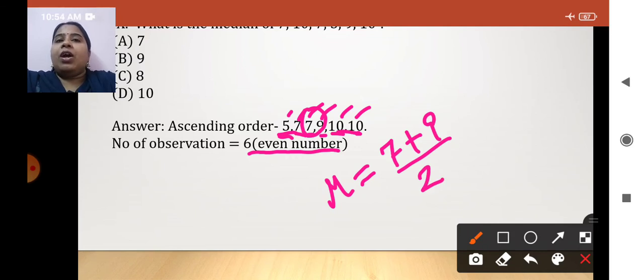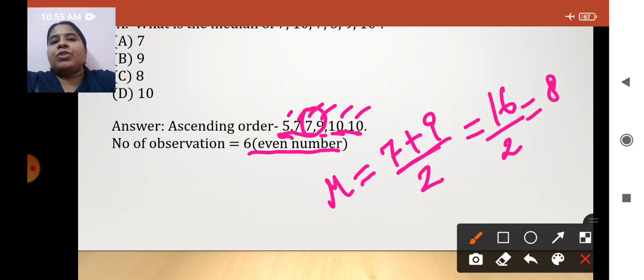So what will I do? I will add it and divide it by 2. Average means adding and dividing by the number of observations. So 7 plus 9, average is dividing it by 2. Okay, 7 plus 9 is how much? 16. So 16 upon 2 is equal to 8.